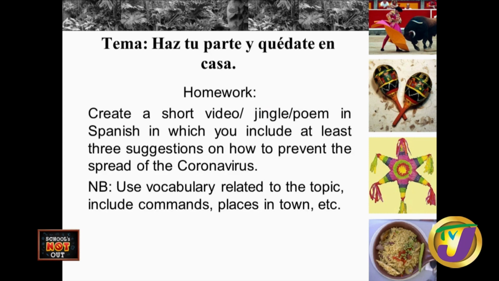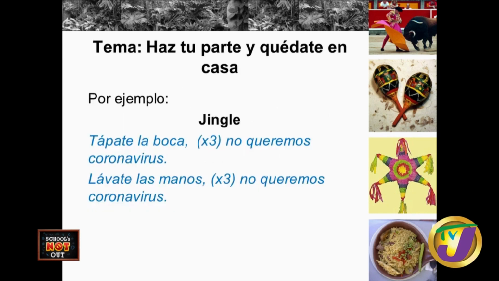So, let's continue. Homework. So for homework, you're going to create a short video, jingle, or poem in Spanish, in which you will include at least 3 suggestions on how to prevent the spread of the coronavirus. Remember to use the vocabulary related to the topic. Include commands, places in town, etc. Right. And we have some examples for you. So you are very creative, so we're going to give you some examples. So here's one, for example, and a dance and everything.